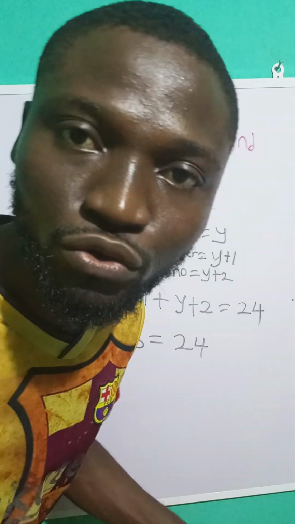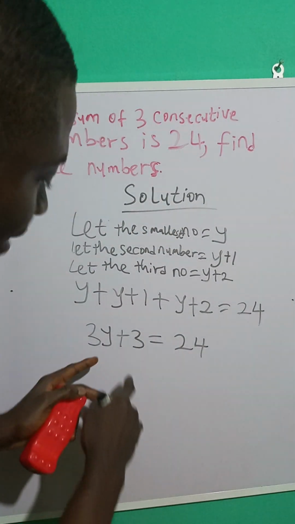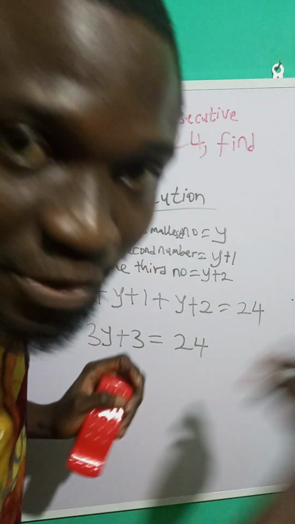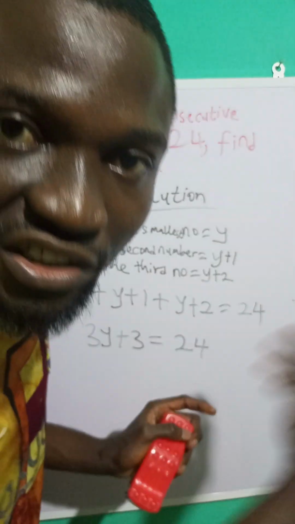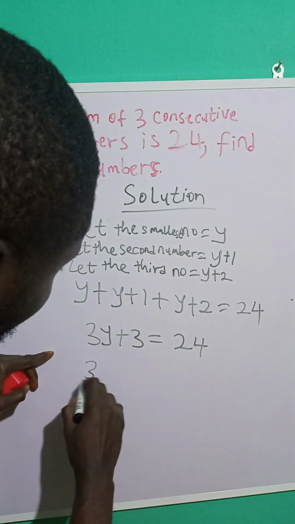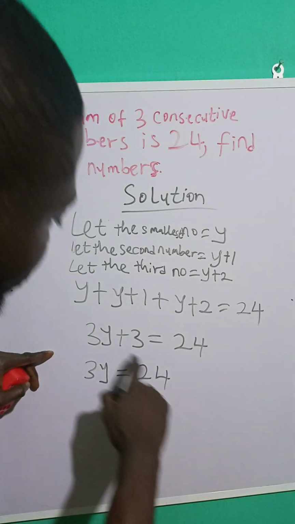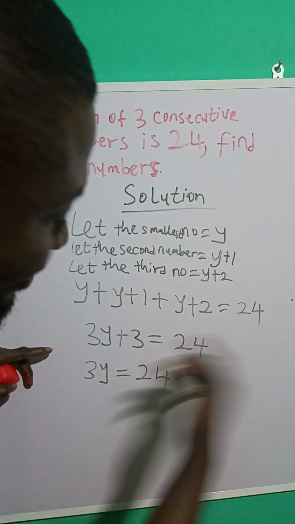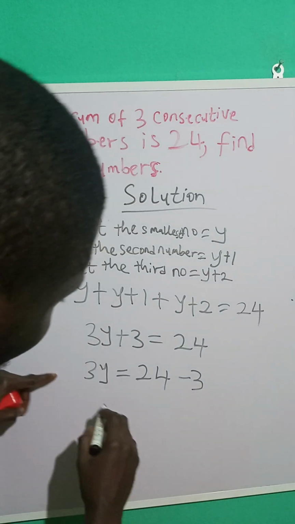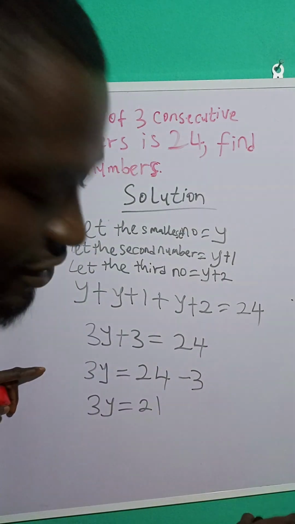So the next thing we are going to do now, we can collect like terms here. And when we are collecting like terms, this plus 3, we can transpose it to the other side. And when we transpose it, this plus sign will change to a negative sign. It becomes minus 3. So we have 3y here is equal to this 24 minus 3. And 24 minus 3 is what? 21. So 3y is equal to 21.